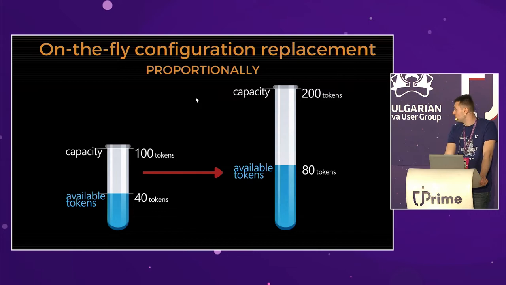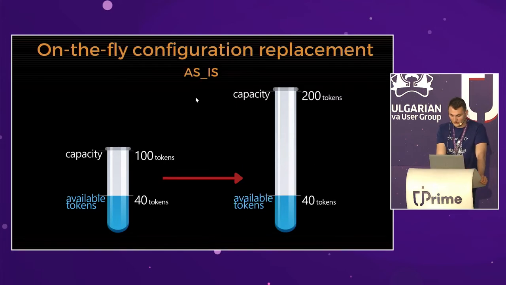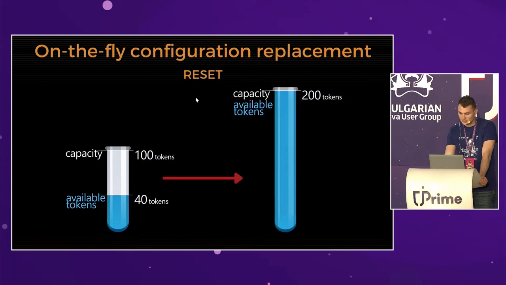The first strategy is proportionality. For example, we have a capacity of 100 tokens and the current state of available tokens is 40. We need to rebalance our tokens up to 200 tokens, and with the proportionality strategy we move from 40 to 80 tokens. The second strategy is as is: we just move our current tokens to the new limit. The next is reset, the most commonly used. We just reset all of our tokens, and the capacity will equal the available tokens.